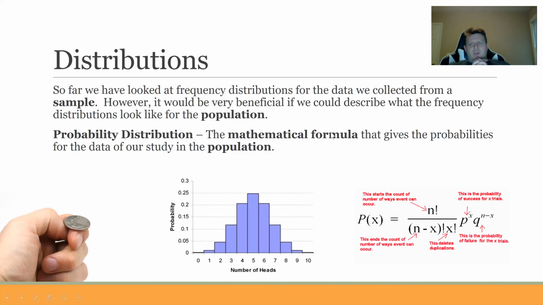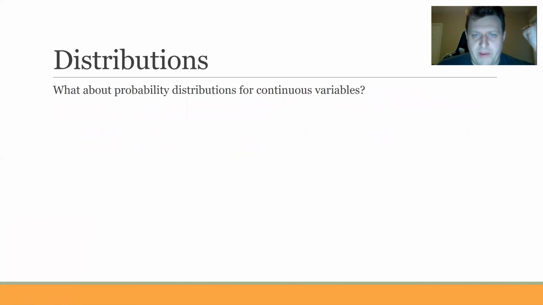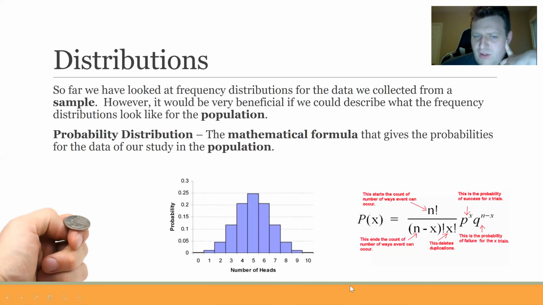All right, so what happens when we are looking at continuous data? How does this probability distribution change? Let's say that we're looking at reaction times or memory scores or anything like that, where we might have a continuous variable and not a discrete variable. So what about probability distributions for continuous variables? Well, we do a different kind of distribution. It doesn't look like this histogram right here.